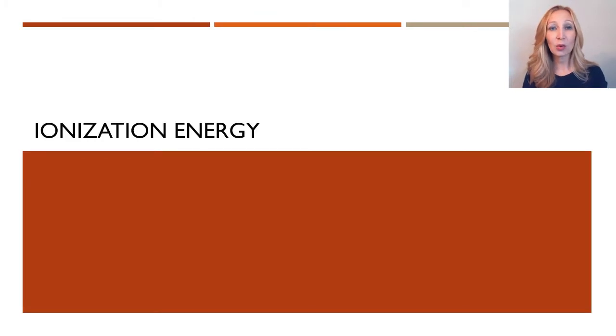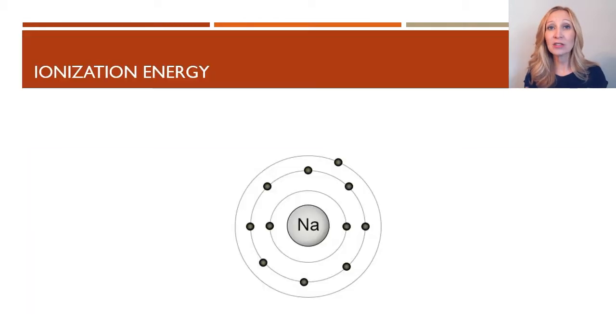In this video, we are going to be talking about ionization energy, and more specifically, the periodic trend of ionization energy and how it relates to the different locations of atoms on the periodic table. So first of all, let's just talk about electrons.